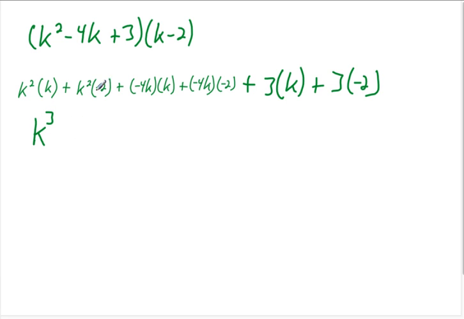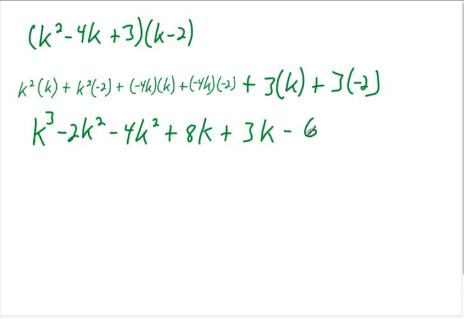This will be a negative 2k squared. This one will be a negative 4k squared. This one will be a positive 8k. This one's going to be a positive 3k. And this one's going to be a negative 6.